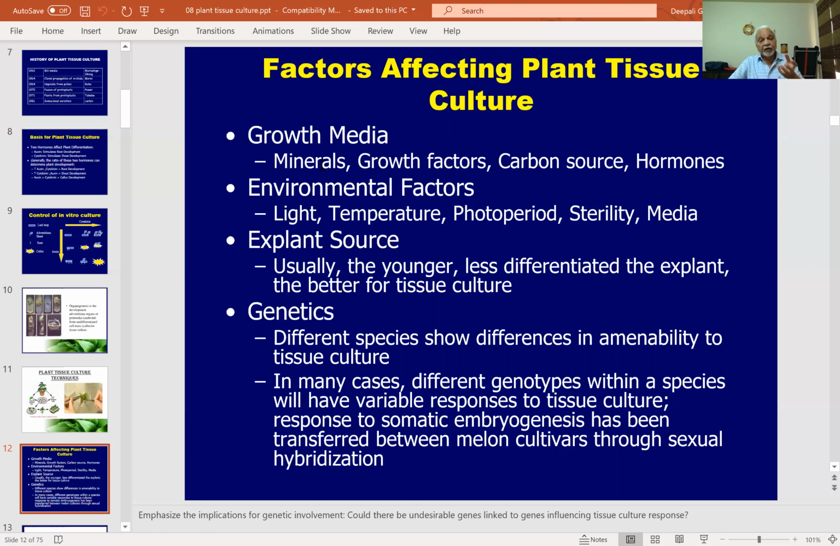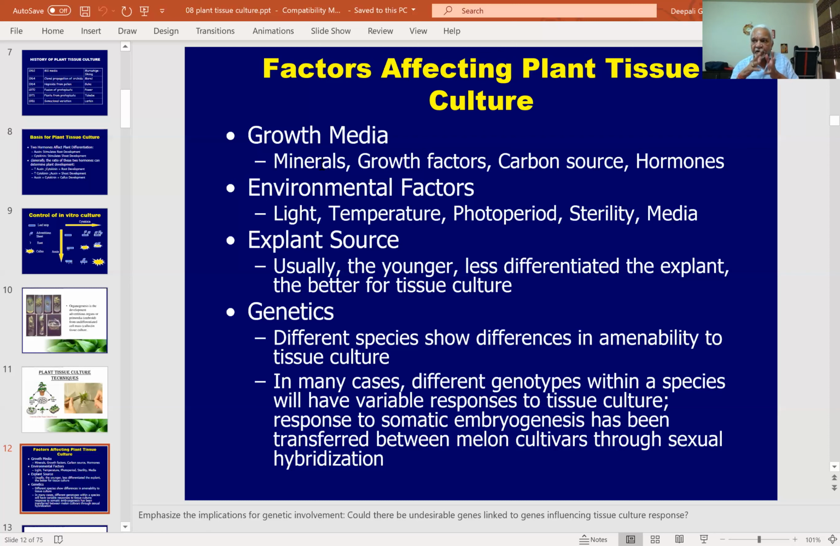Carbon source is very, very important for a cell which is not photosynthesizing, so it requires a source of energy, sucrose. And subsequently, other sources of carbon have also been used. And then the environmental factors, like light, temperature, photoperiods, sterility. So these are very, very important factors which play a very crucial role.